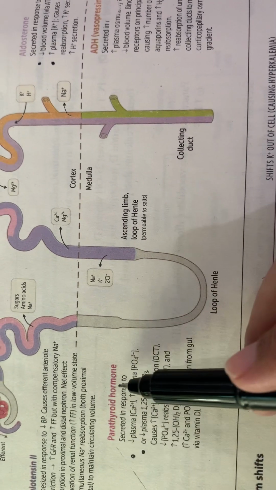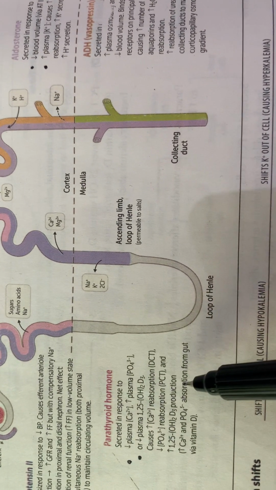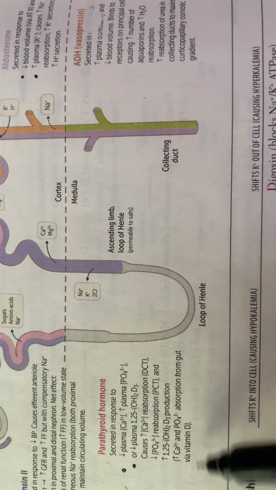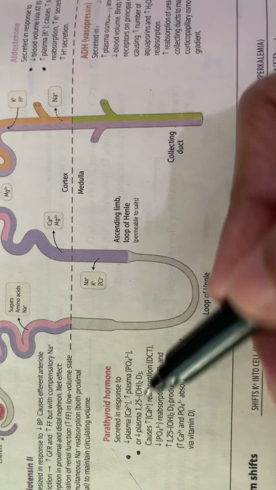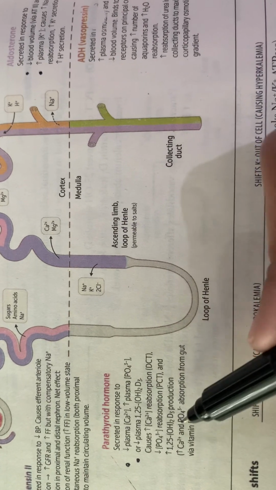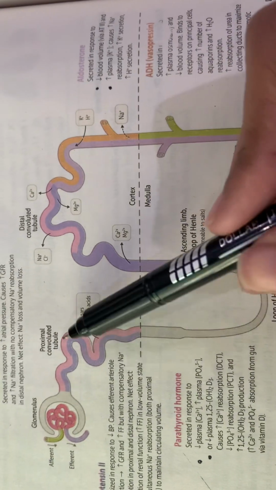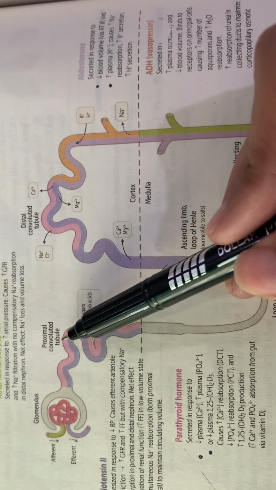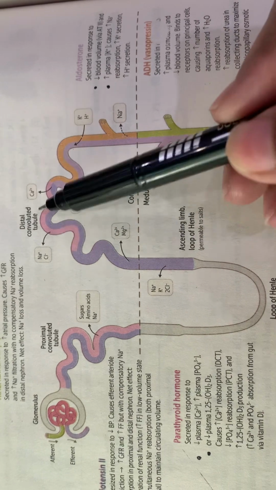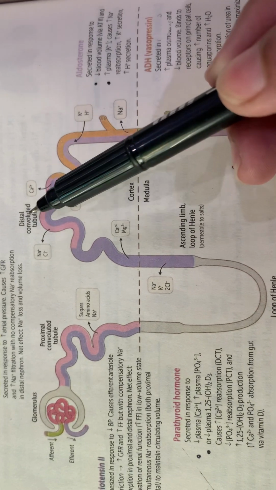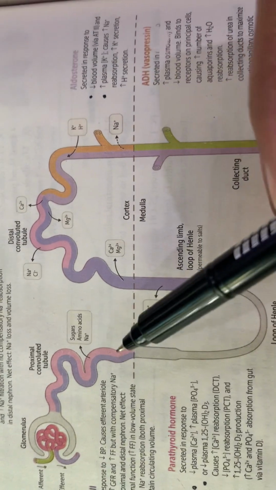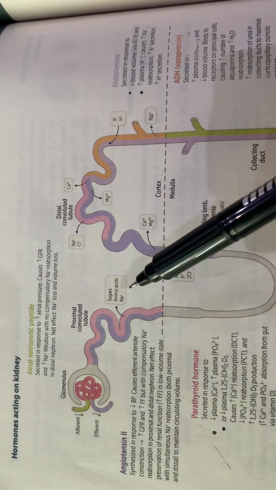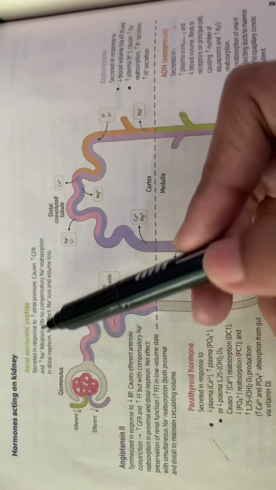The parathyroid hormone's effect on the intestines is increased calcium and phosphate absorption from the gut via vitamin D. So in the gut it increases both calcium and phosphate, but in the kidney at the proximal convoluted tubule level it decreases phosphate reabsorption, and at the distal convoluted tubule level it increases calcium absorption. So this was the whole mechanism of hormones acting on the kidney.